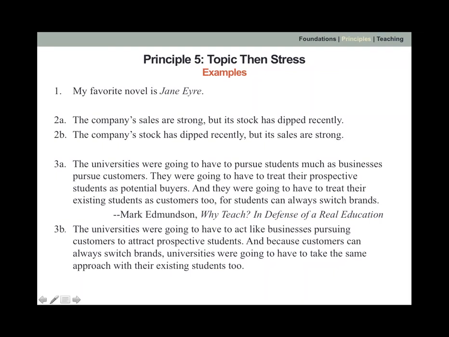Sometimes, as in 3A and 3B, we want to put stressed concepts at the end of our sentence to punch up our meaning. This is a passage from the education critic Mark Edmondson lamenting the commercialization of the university. I'm not going to read it out loud, but I want you to notice that he ends each of his sentences with language about business, about buyers, and about brands that really emphasizes his point that universities have become increasingly commercialized and enslaved to the business model.